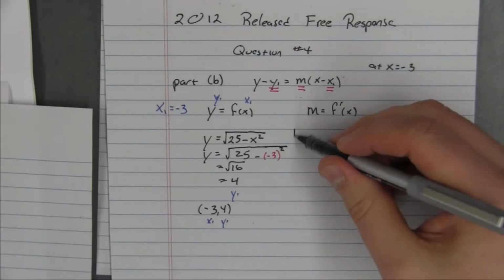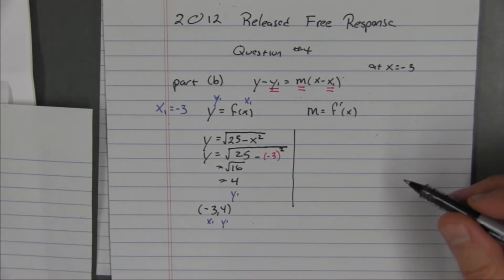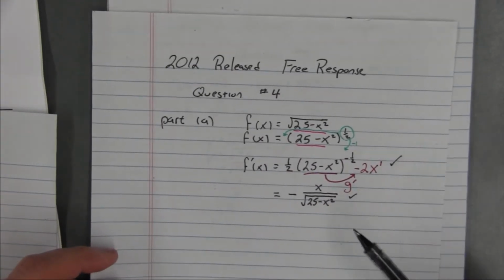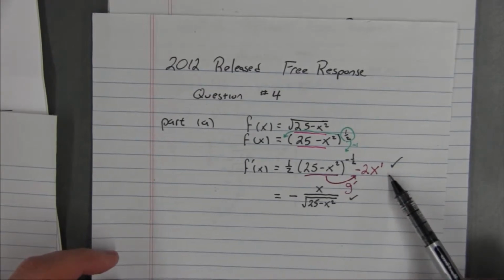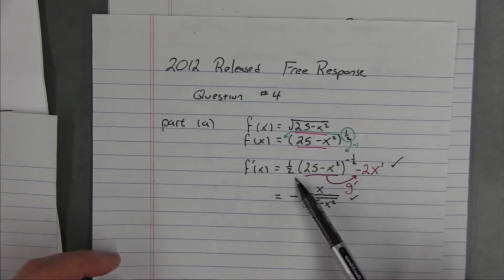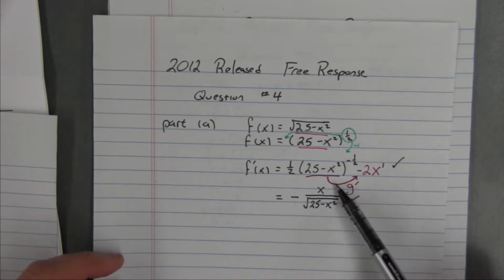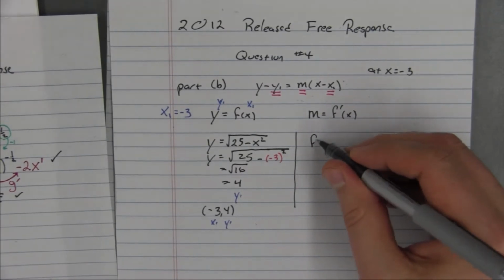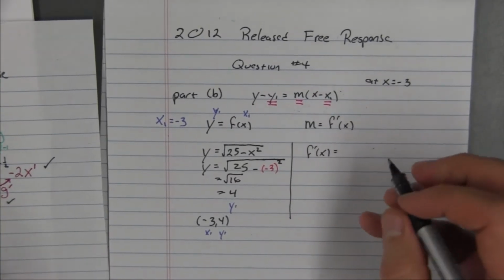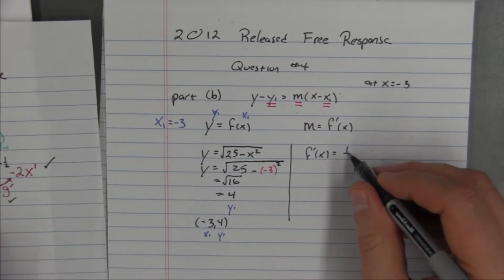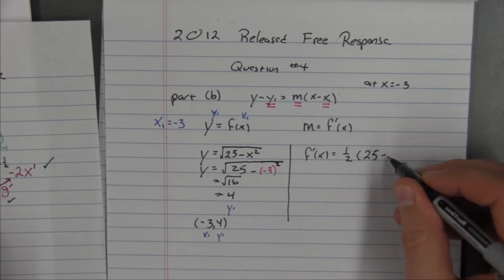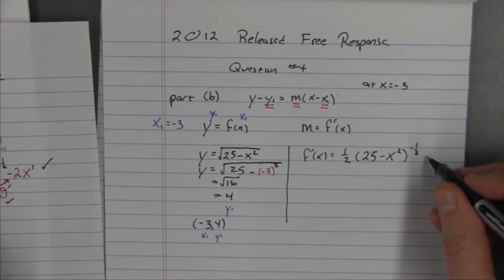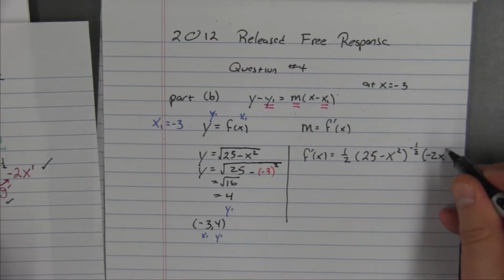Now, over here, we need to find the slope of that line. So the slope is f prime. Now, fortunately, we have just calculated that in part A. Now, we can use this line, or we can use this line. I'm going to go ahead and use this line since in the AP, you might not have simplified this. You might have just left it here. So here's what we know. Our f prime of x is equal to 1/2 times 25 minus x squared to the -1/2 power times -2x.